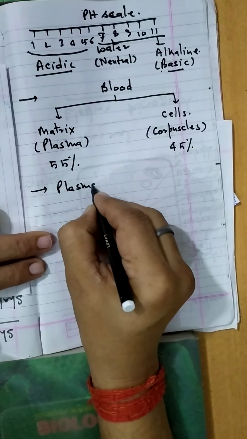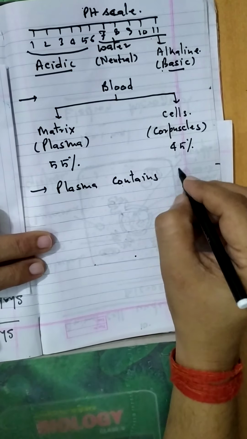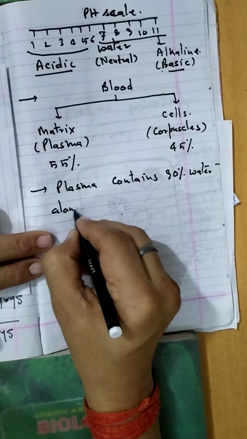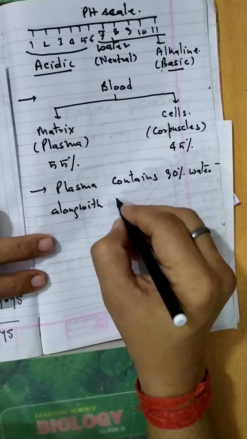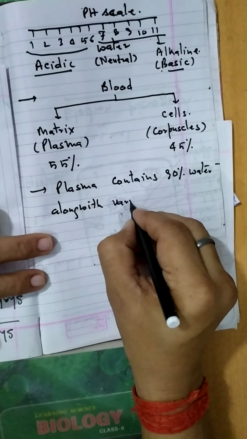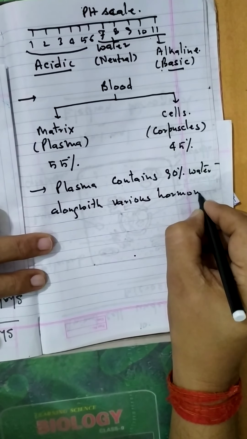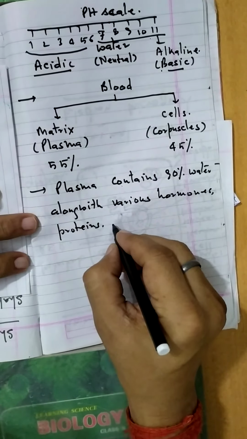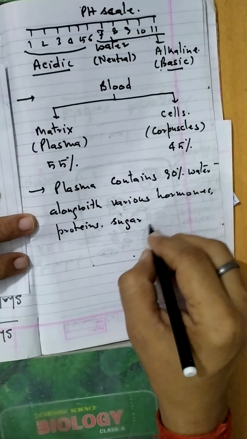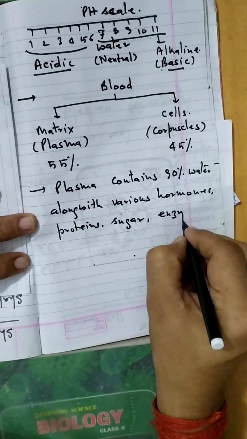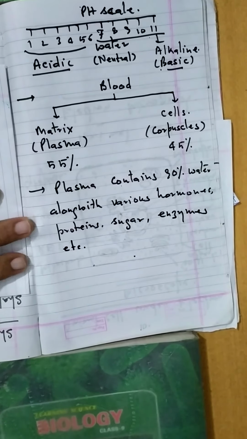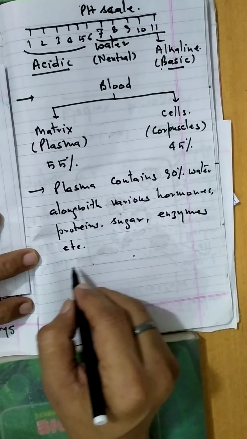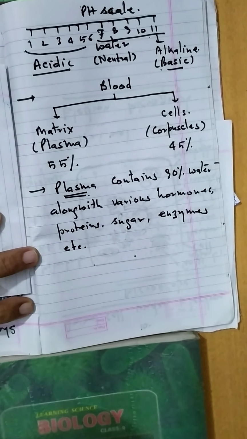The plasma contains 90% water along with various hormones, proteins, sugar, enzymes, etc. Now this is all about plasma.